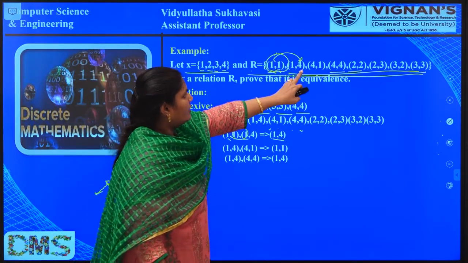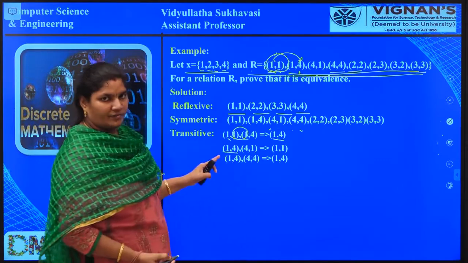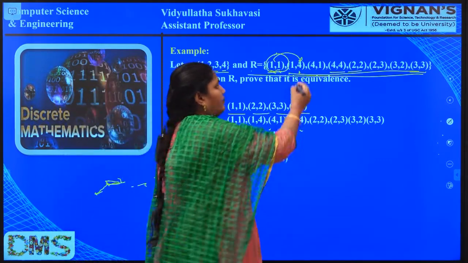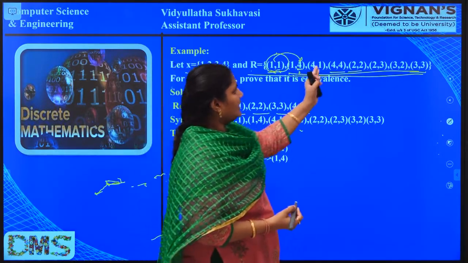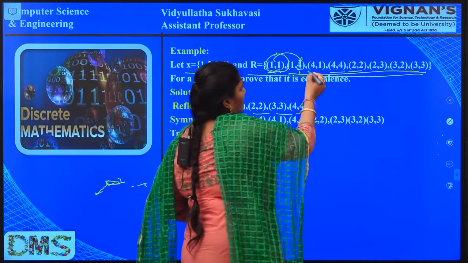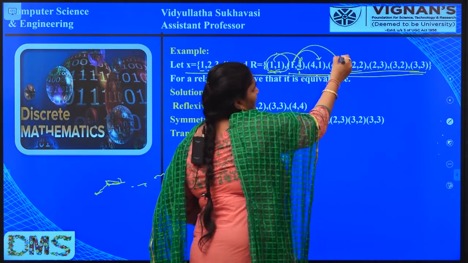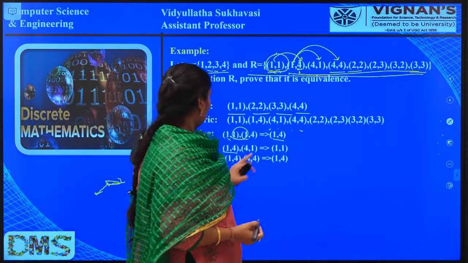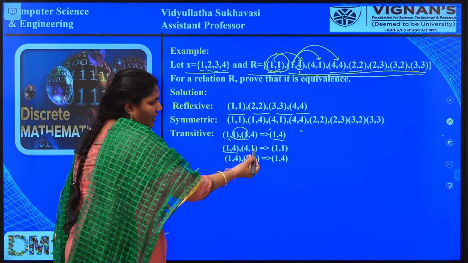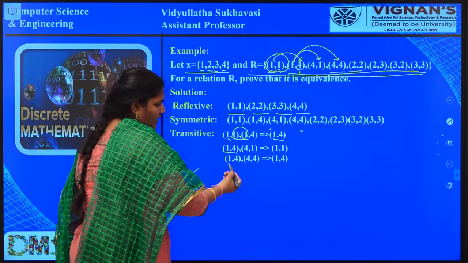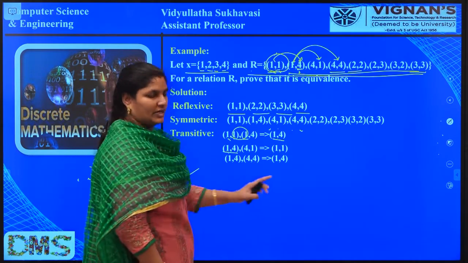Next 1, 4. So here the initial ordered pair we have taken is 1 comma 4, and the second element of that is 4. So whatever the ordered pairs starting with 4, we need to check. That means we need to check 1 comma 4 with 4 comma 1 and then with 4 comma 4. So same here we are doing. 1 comma 4 is checked with 4 comma 1. So we will get 1 comma 1. Next 1 comma 4 is checked with 4 comma 4. Here we got 1 comma 4.